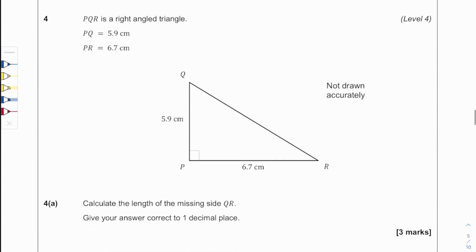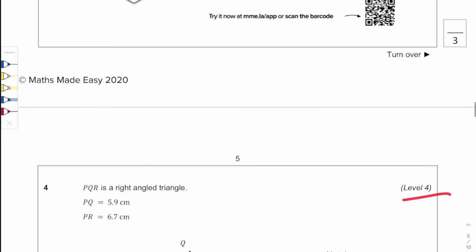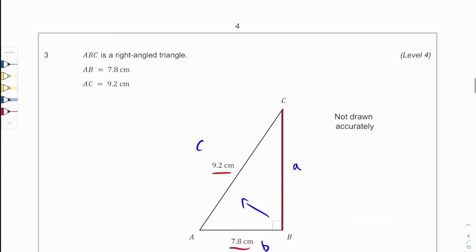Okay, let's have a look at number 4, which is level 4 now. What level was this one? This one was level 4 as well, okay.